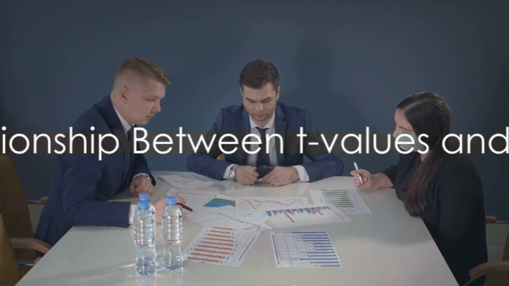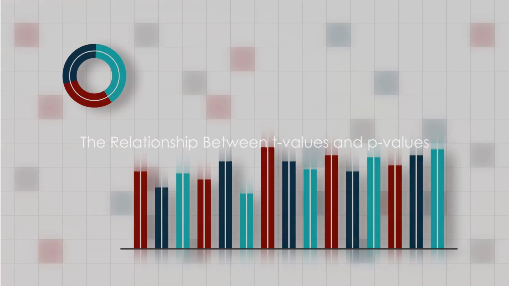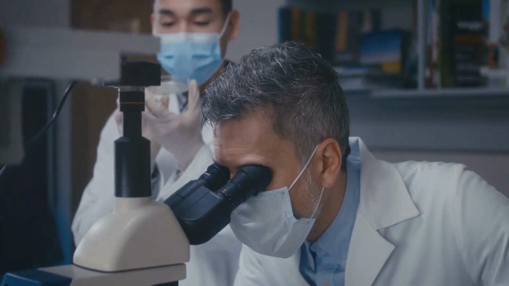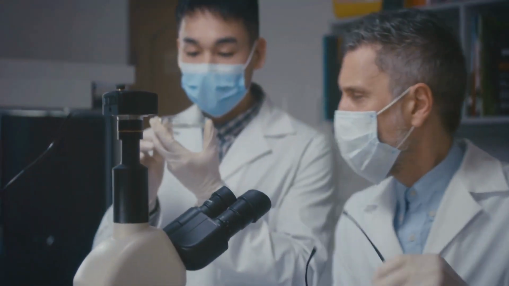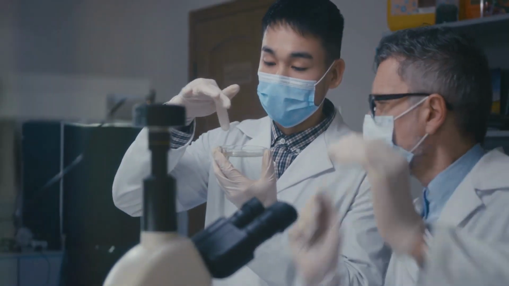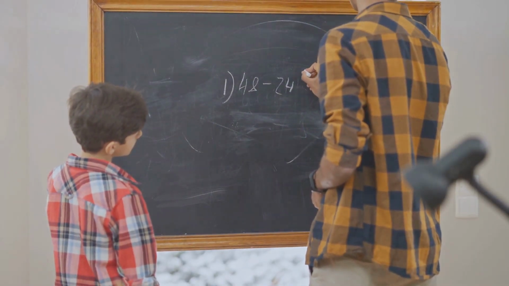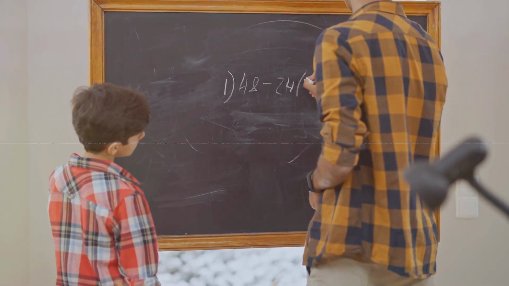So how do t-values and p-values work together? Well, they both help us determine the significance of the variable. A large t-value and a small p-value indicate that the variable is significant in the model. Conversely, a small t-value and a large p-value suggest that the variable may not be significant.